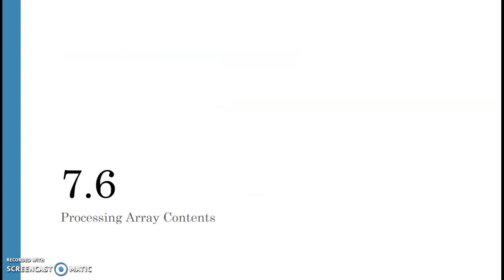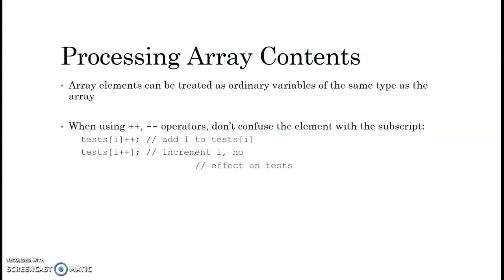Processing array contents. Array elements can be treated as ordinary variables. We looked at some of those examples in the previous video lesson. We can use the incrementer and decrementer operators, and they behave a little differently depending on whether I have them inside of the square brackets versus outside. So we do not want to confuse that. So here we have them on the outside. And what it's going to do is add 1 to the value inside of the array.